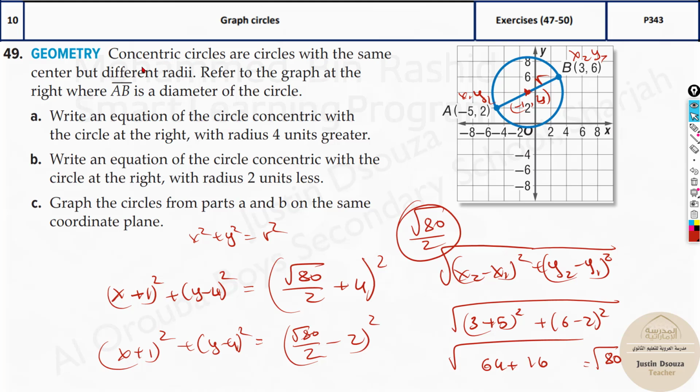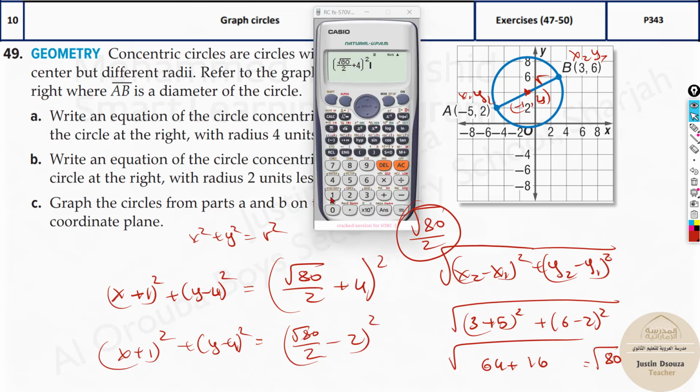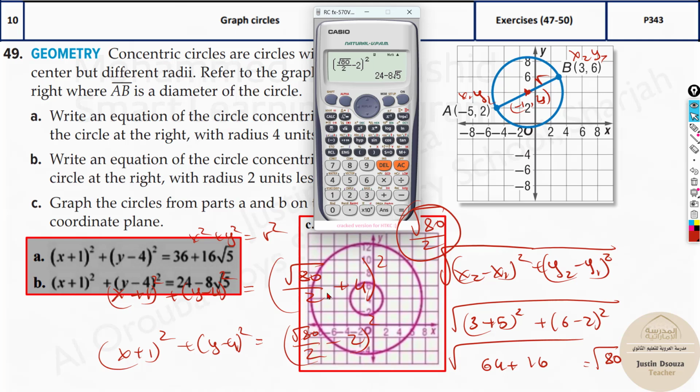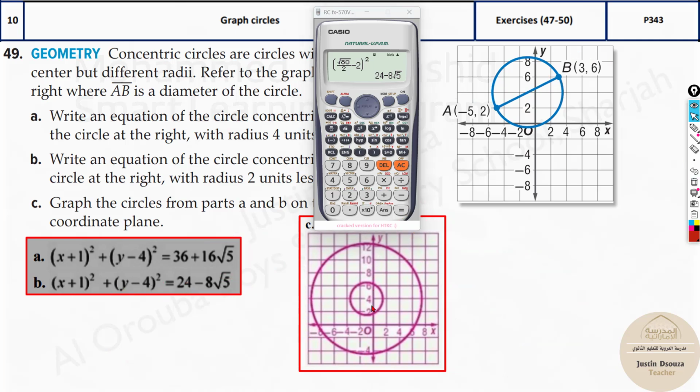Let's use our calculators and check these values. I've typed this out over here and the answer is 36 plus, let's see. Okay, they have written it like this, or you can just press SD. But this is the exact value. You can see for the first one, A. And for the next one, all you need to do is subtract 2, so minus 2 would be the thing. This is the answer. And this is the graph. This is the rough sketch of the graph. This is the original. You can just put the center and graph the two circles.